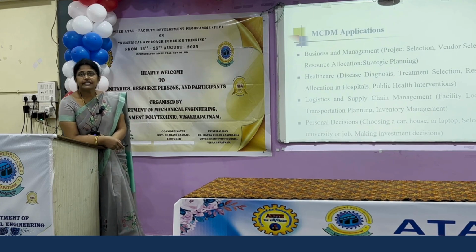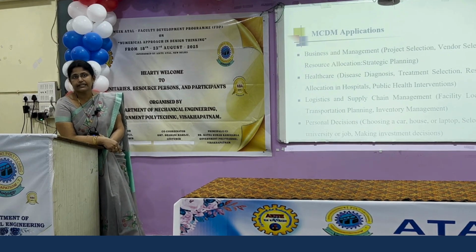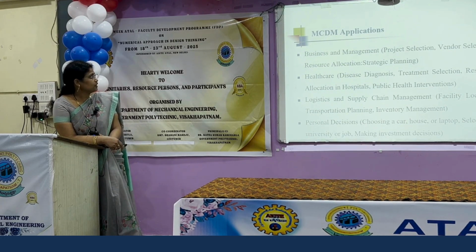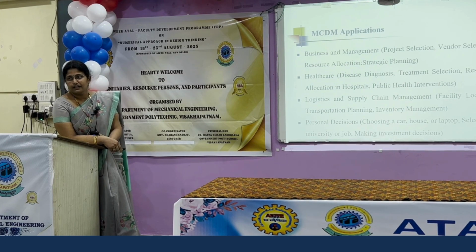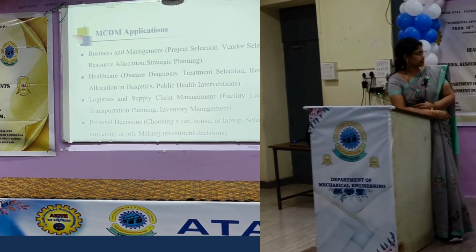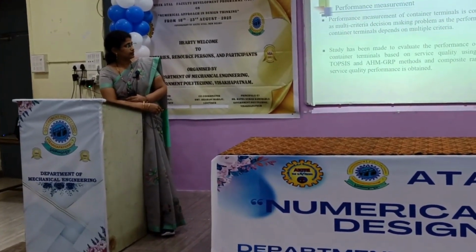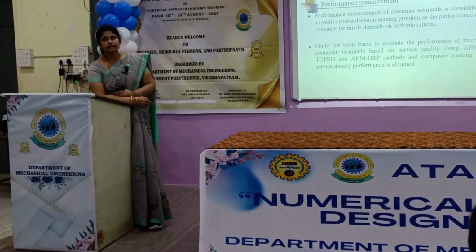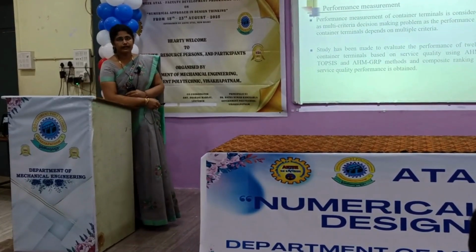So coming to the applications of MCDM approaches, multi-criteria decision making approaches. First, in business and management, examples are project selection, vendor selection, resource allocation, strategic planning. These are some examples in business and management. First, project selection. In project selection, what are the criteria? The composite rank by taking the average of them, and finally I have given the best container terminal name.